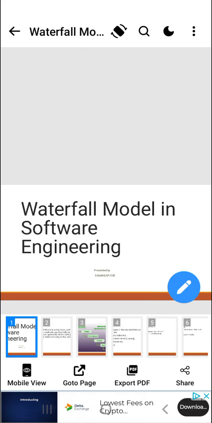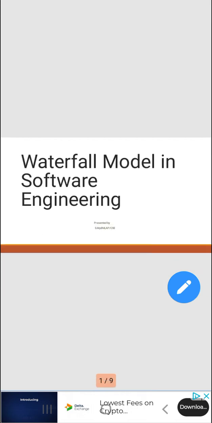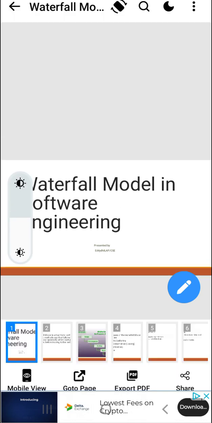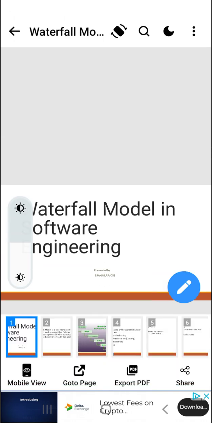I am going to explain the waterfall model in software engineering. There are so many models in software engineering. First one is the waterfall model, the second one is the spiral model, third one is the iterative waterfall model, fourth one is the prototyping model, fifth one is the rapid application development model. Here we are going to see about the waterfall model.